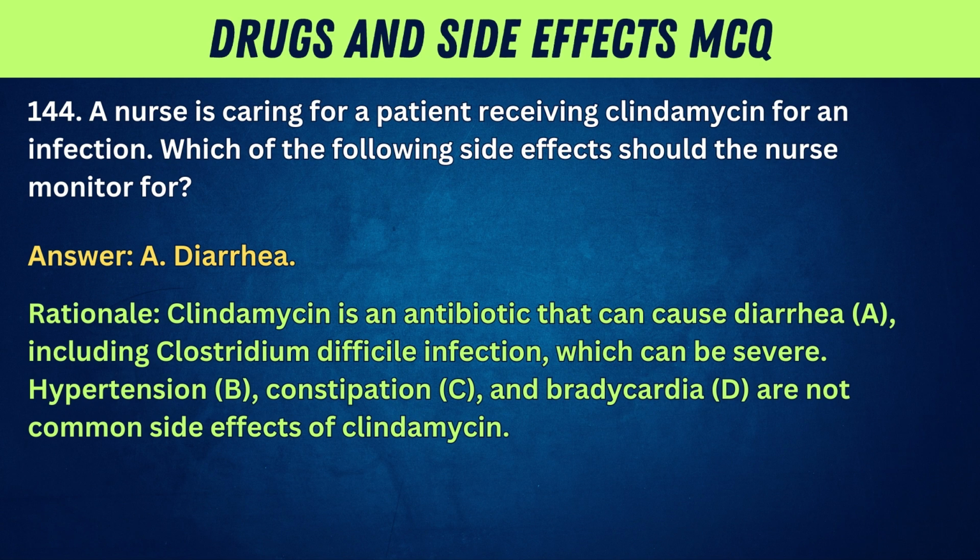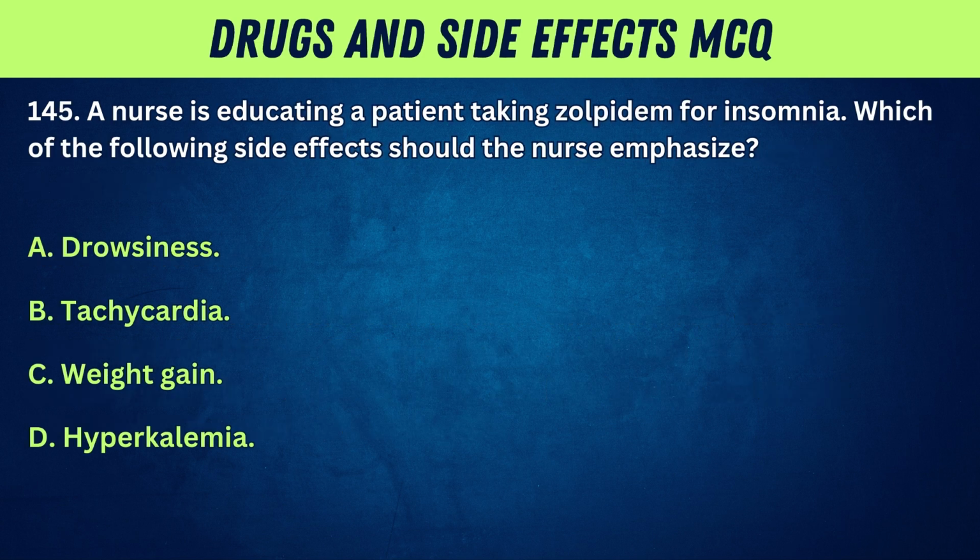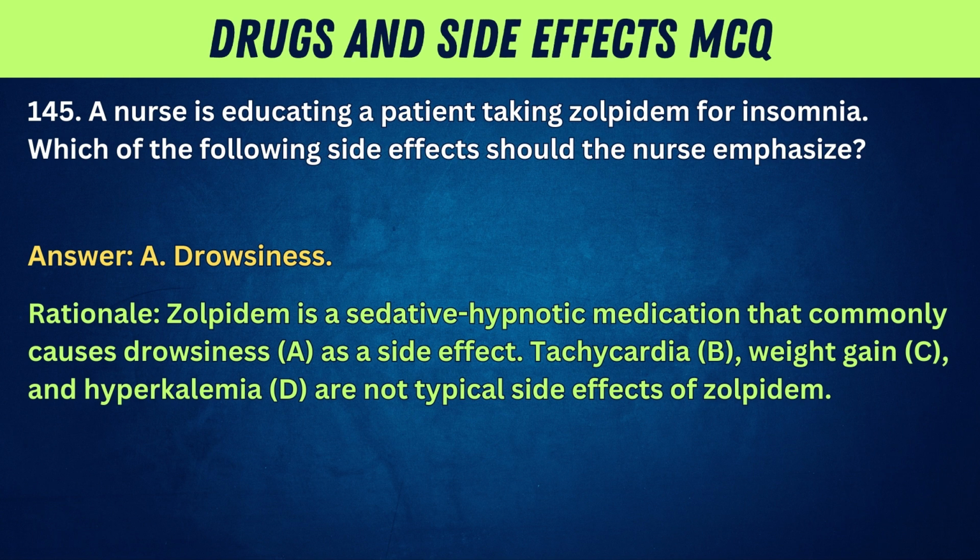Answer: A. Diarrhea. Rationale: clindamycin is an antibiotic that can cause diarrhea, A, including Clostridium difficile infection, which can be severe. Hypertension, B. Constipation, C. And bradycardia, D. Are not common side effects of clindamycin. 145. A nurse is educating a patient taking zolpidem for insomnia. Which of the following side effects should the nurse emphasize? A. Drowsiness. B. Tachycardia. C. Weight gain. D. Hyperkalemia.